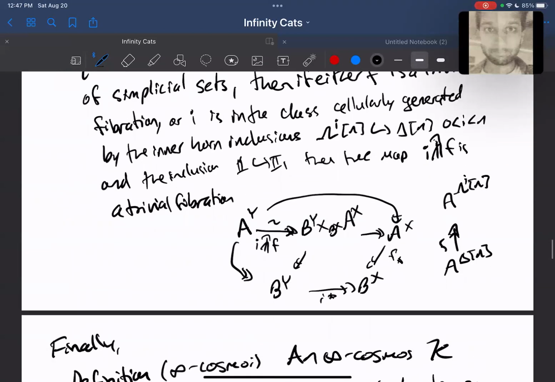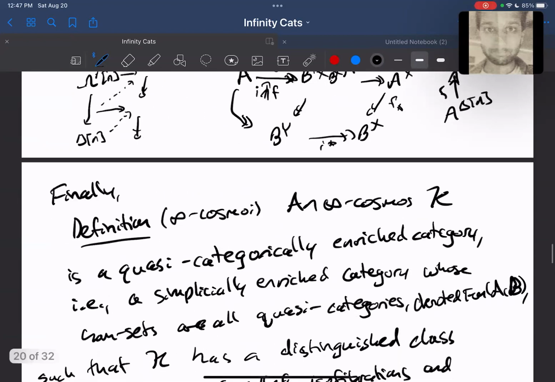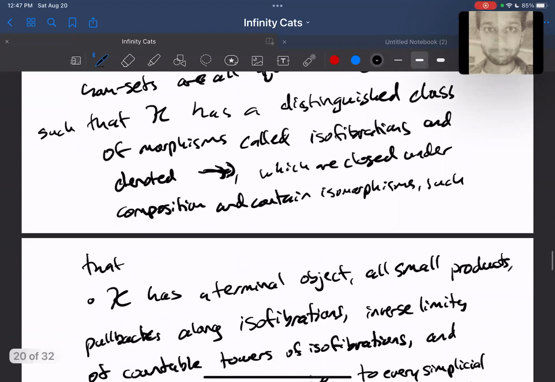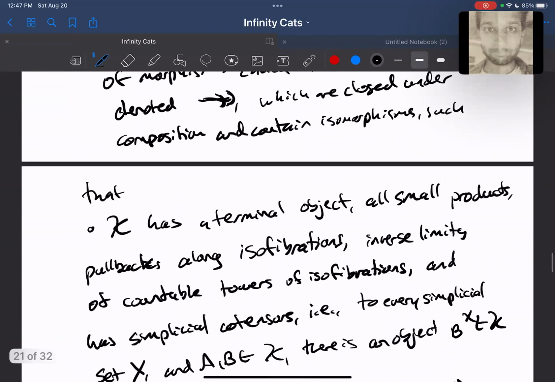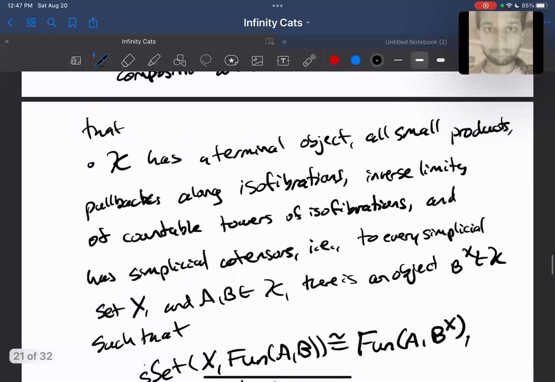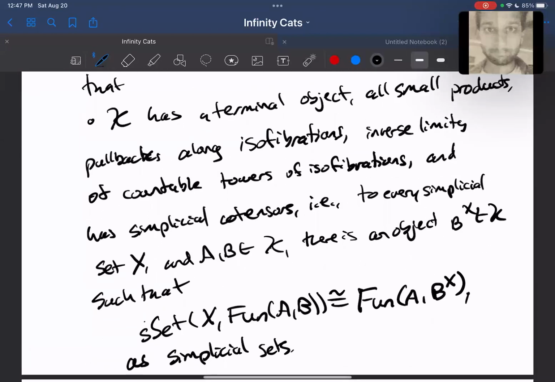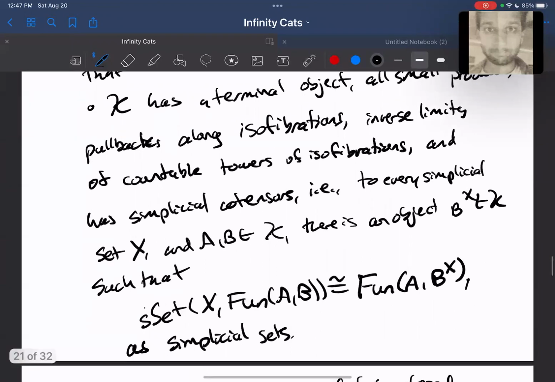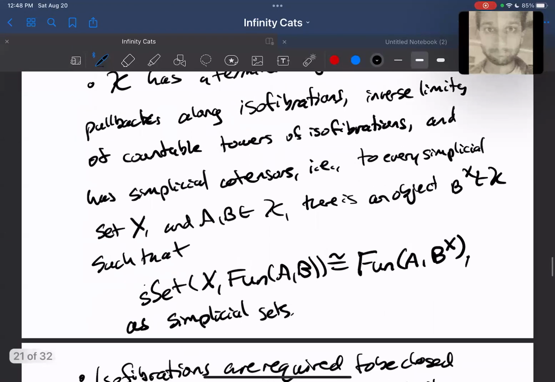You can see that the isofibrations we had are closed under compositions, since if you have a lifting like this, you can first lift up to here, and then you're going to get a new diagram that looks like this, and then you can lift up to here. So that shows you that those are closed under compositions. And you're going to want K to have a terminal object, small products, pullbacks along isofibrations, inverse limits of countable towers of isofibrations, and you want it to have simplicial cotensors. So we're going to explain a little bit more about what those mean in a second.